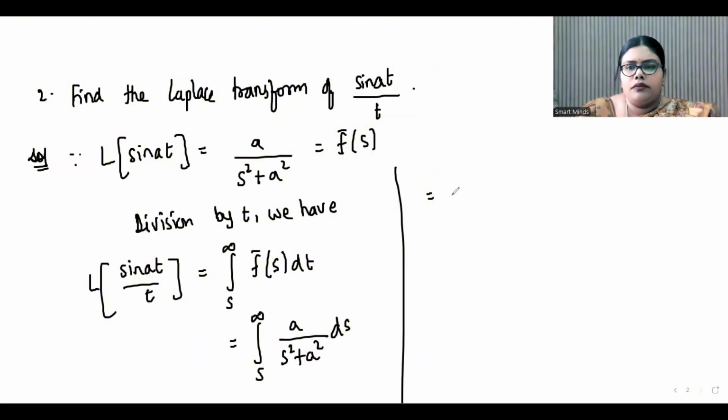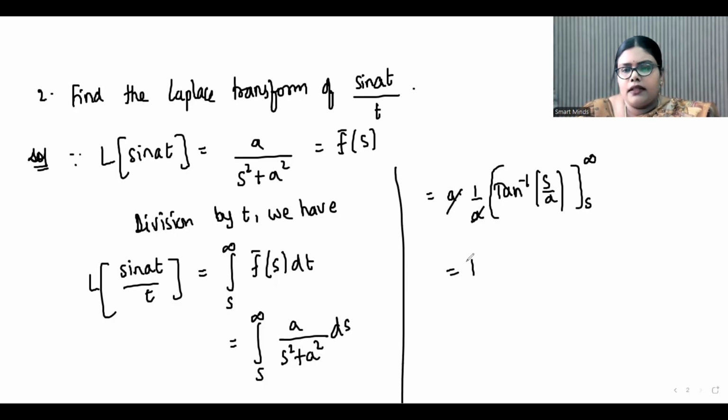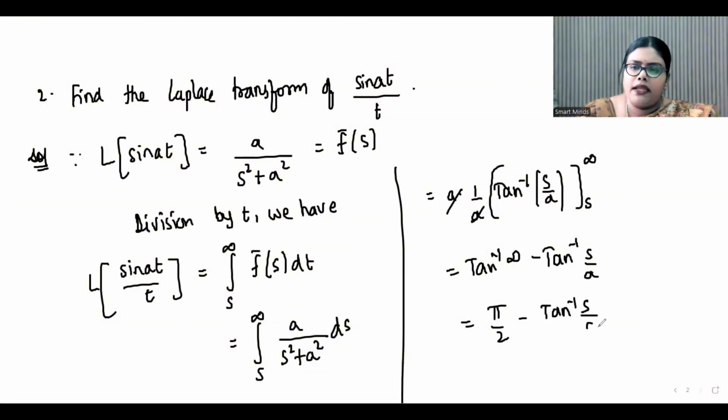That is equal to a into 1 by a tan inverse s by a. This is the integral of 1 by s square plus a square from s to infinity. A gets cancelled. That is tan inverse infinity minus tan inverse s by a. That is equal to pi by 2 minus tan inverse s by a. That is cot inverse s by a.